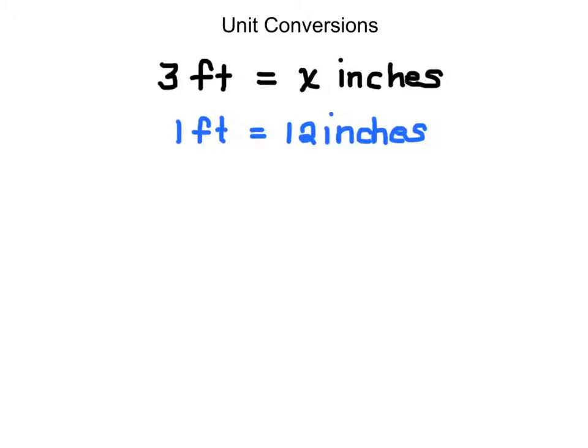I'm going to go back to black. So to set this up, we start with our 3 feet, and I'm going to write that as a fraction, and I'm going to multiply it by a conversion factor. I'm going to write this in blue. A conversion factor is another ratio. But what we want to do here is we want to look at where it says feet here.